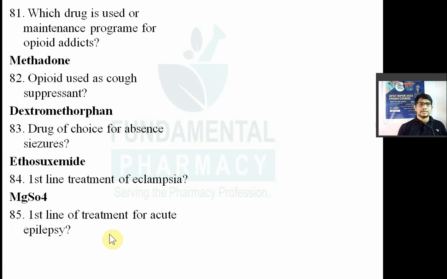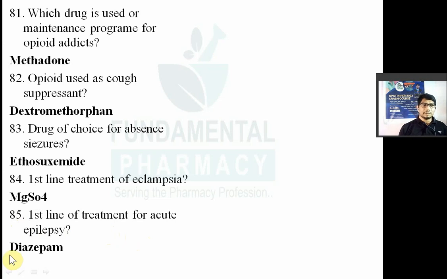First line treatment for acute epilepsy. So epilepsy means what? There is a continuous firing of neurons. There is increased activity of the neuronal membrane, increased generation of impulses, increased conduction of impulses. Continuous firing of neurons results in epilepsy. So the first line treatment for acute epilepsy is diazepam.